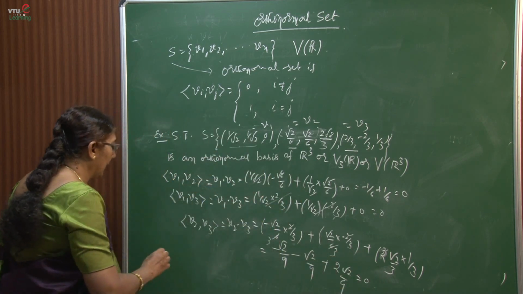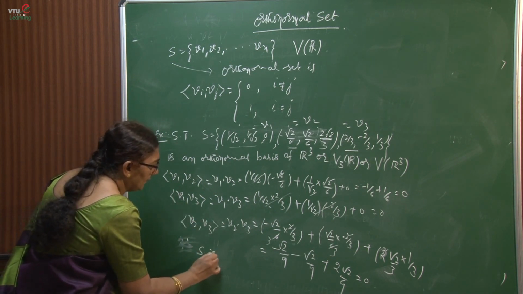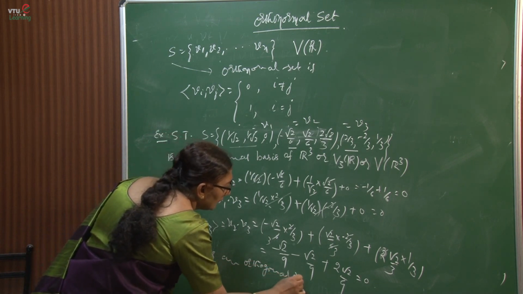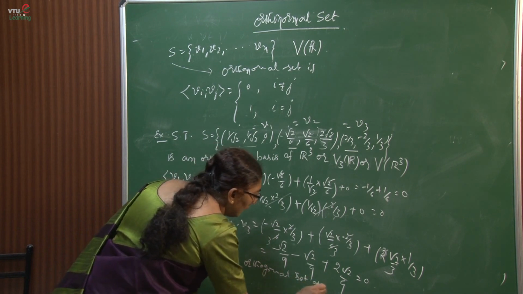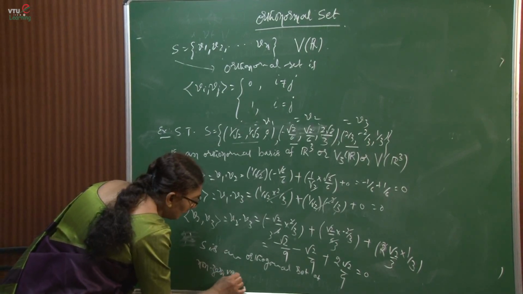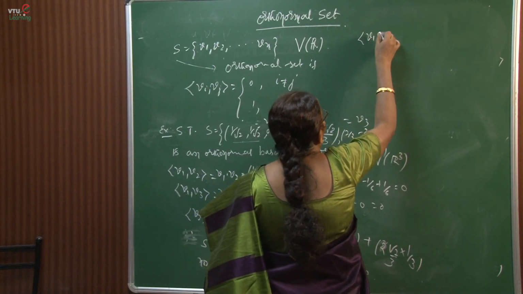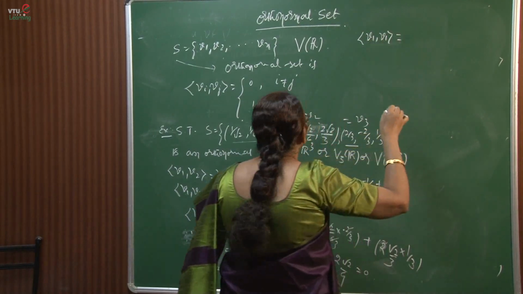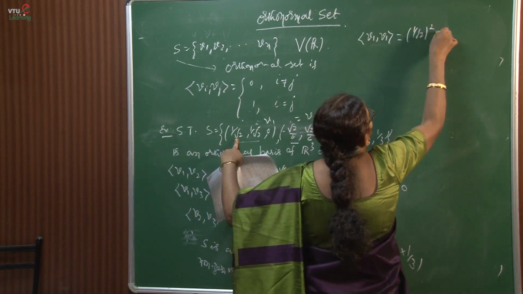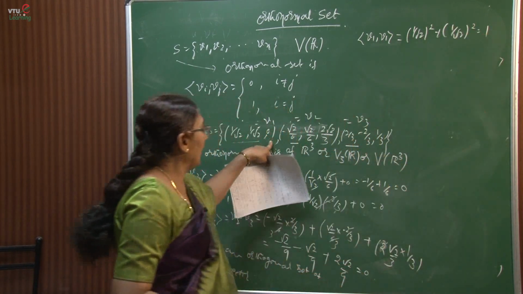After that, we calculate. Now we say that S is an orthogonal set of non-zero vectors. But I have to verify it is an orthonormal set. Therefore, I have to find out inner product of V1 comma V1. Means what? 1 by root 2 whole square, square of each of the values, plus 1 by root 2 whole square. What is that? Half plus half is 1 because the last value is 0.